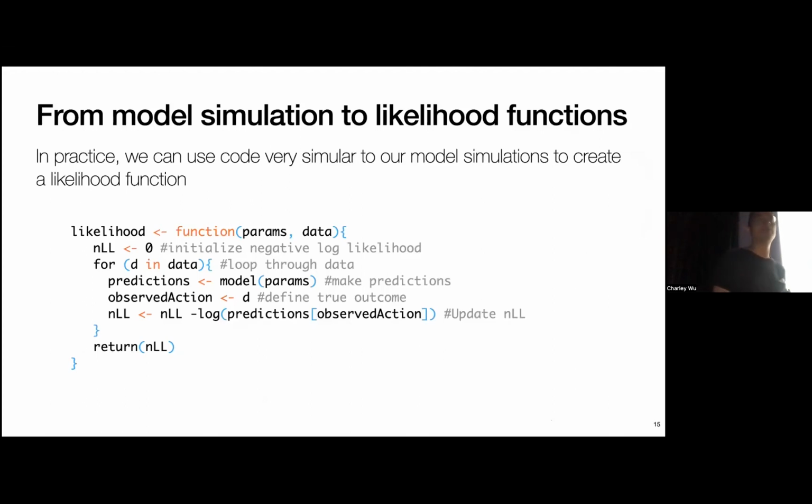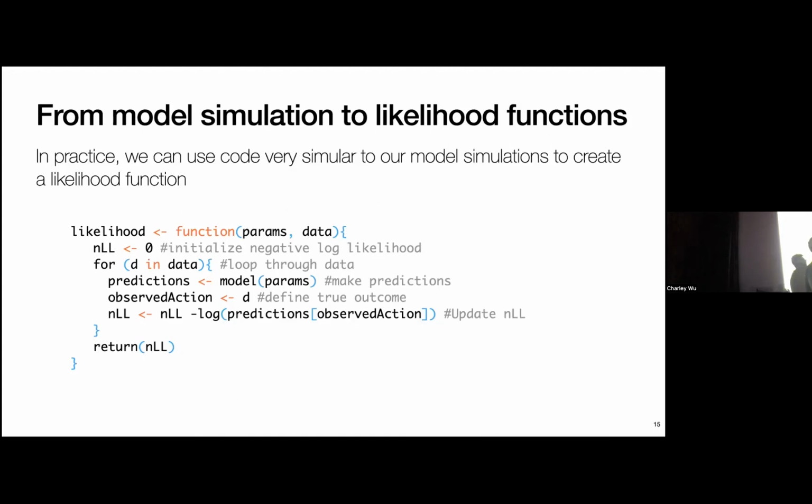So I mentioned that the code that we use for the model simulations can also be very simply tweaked to give us a likelihood function. Here's a tiny bit of pseudocode that you can use. We actually have the exact Q-learning model likelihood function in the code notebook. The basic idea is that we have a function that takes a set of parameters and the data as inputs. We start by initializing this negative log likelihood term at 0, and then we loop through the data. For every observation in the data, we use the model parameters to make predictions.